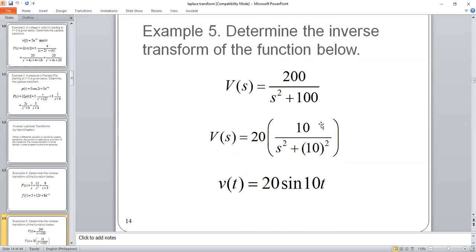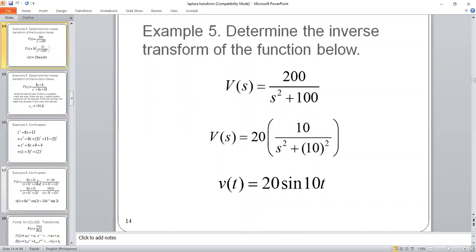That is why you manipulated your original function of s to look like the standard function of s of a previously thought sine function. Since we know already that omega is 10, we made sure that this is 10 here. So the answer for this when inverted is sine 10t, and you just multiply it by 20. Now again, if you wish to check, get the Laplace transform of this and you will go back to the original function of s, or the given function of s.